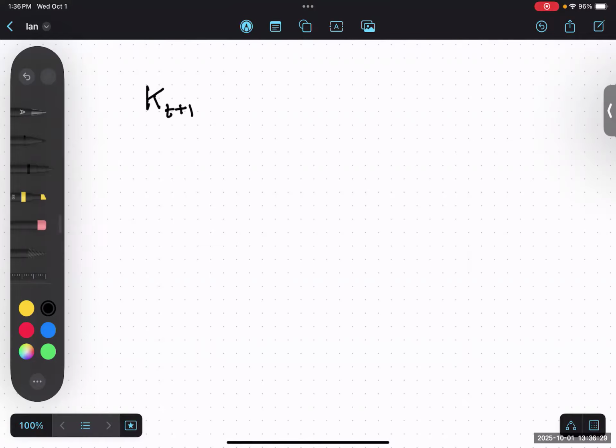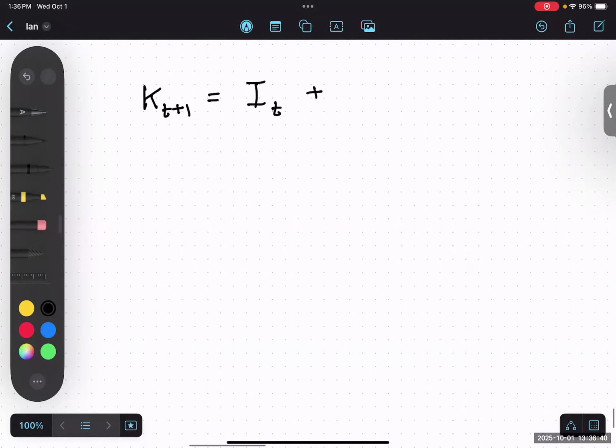In this case, I'm saying capital stock in the next period will be determined by what I decided to invest in this period, plus the part of the capital that didn't depreciate in this period. So what I have in parentheses is 1 minus delta, where delta is the depreciation rate. And uppercase I refers to investment.